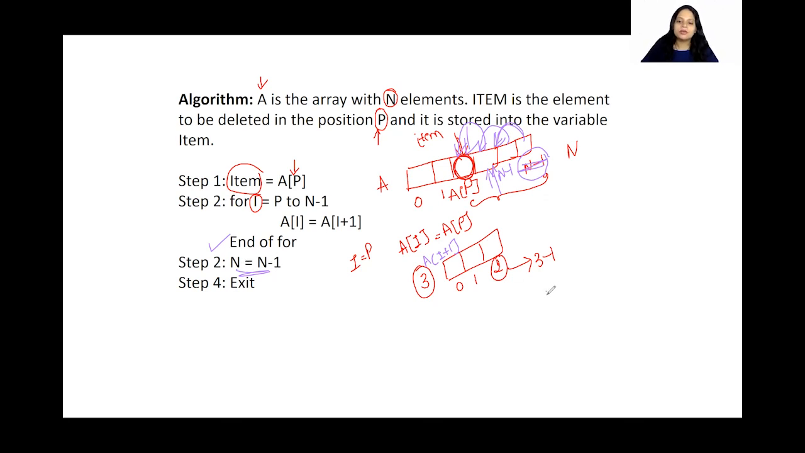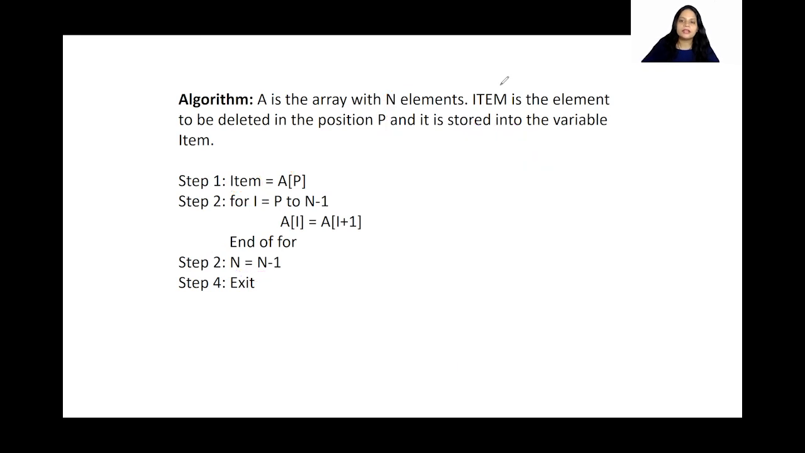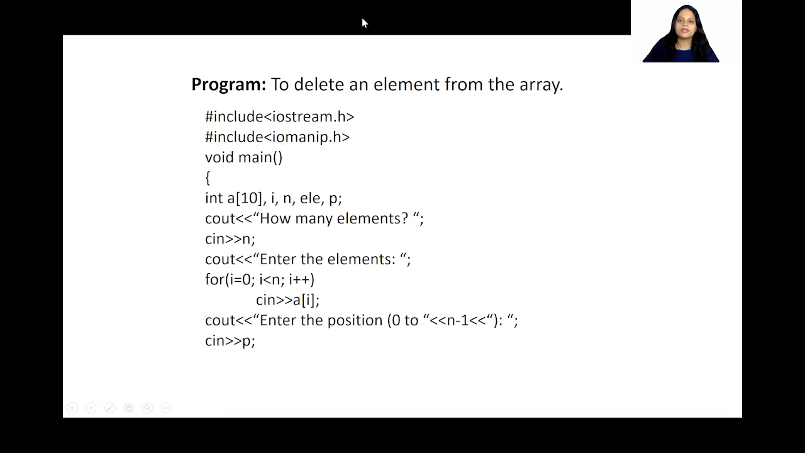Suppose the total elements were 3 in this case. Once I remove something and move over here, now I am left with only these two, isn't it? So n is going to be 3 minus 1, which is nothing but 2, which means I have only 2 elements left here. I hope this algorithm is clear. Let's go ahead and see the code for this. Now, see this program.